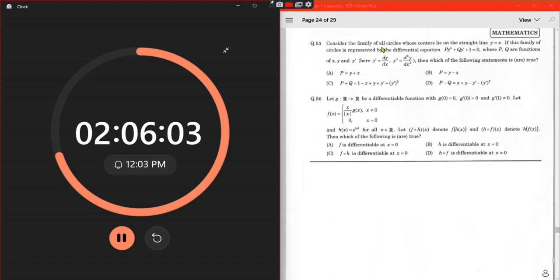Consider the family of all circles whose centers lie on the straight line y equal to x. If this family of circles is represented by the differential equation, this thing where p, q are functions of x, y, y dash, which of the following is true? Circles की family है, whose centers lie on this straight line. This family of circles is represented by the differential equation. Very weird.